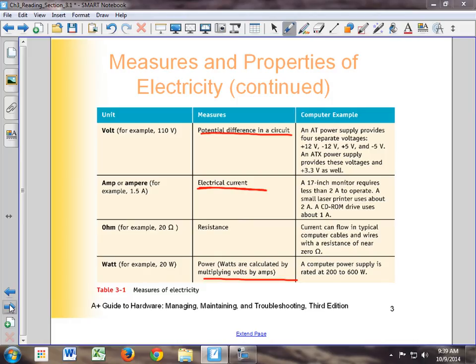So again, that's the same slide, but it's typed up for you right here. Voltage is potential difference in the circuit. Amperage is the current going through that circuit. And wattage is the total power that's coming out, which is calculated by volts times amps. Ohms is resistance, which you use to figure resistance of wires.